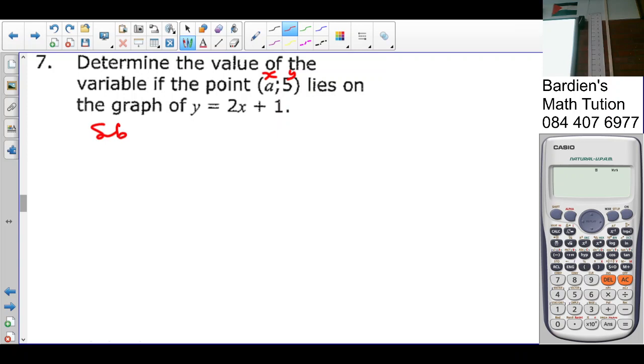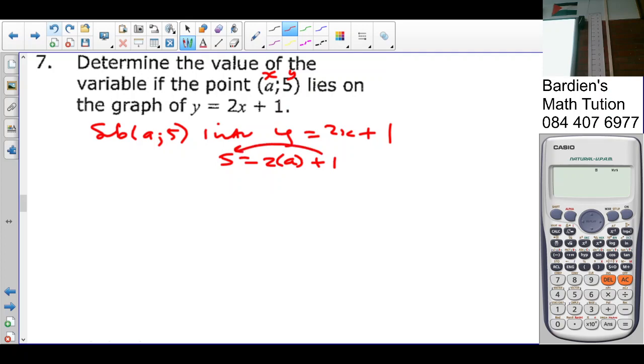So, you're going to substitute a and 5 into y equals 2x plus 1. As we see, the x is a and y is 5. So I say 5 is equal to 2 times a plus 1. Now this is a matter of solving the equation. You take 1 over the equal sign, so it's 5 minus 1 is equal to 2a. So a is equal to 5 minus 1, which is 4, divided by 2.